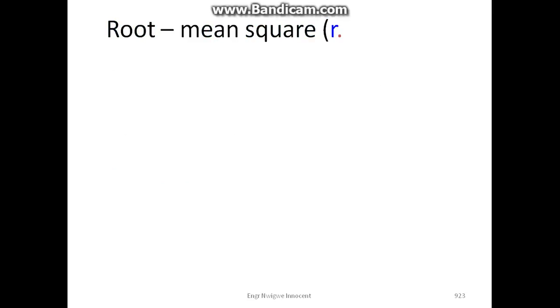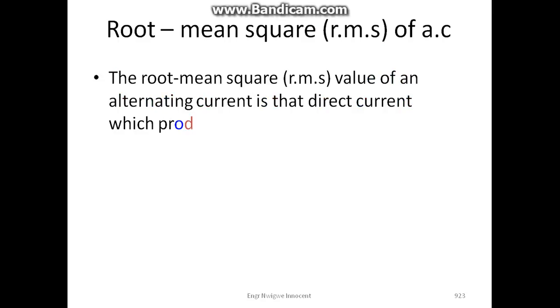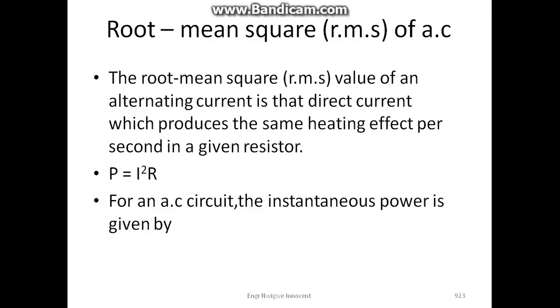Root mean square, RMS of AC. The root mean square (RMS) value of an alternating current is that direct current which produces the same heating effect per second in a given resistor. P equals I squared R. For an AC circuit, the instantaneous power is given by P equals IV, instantaneous values.